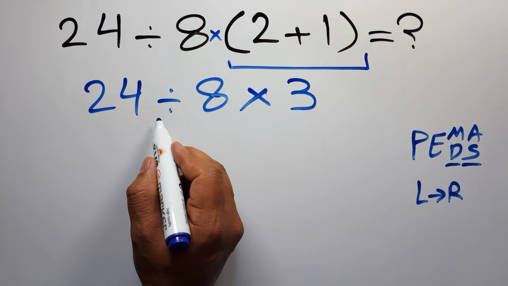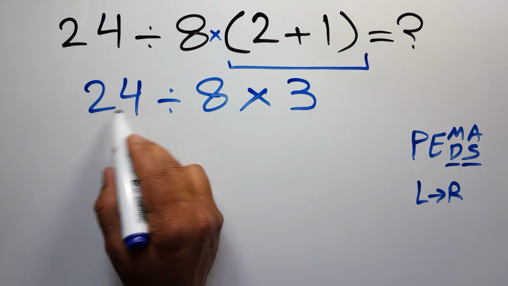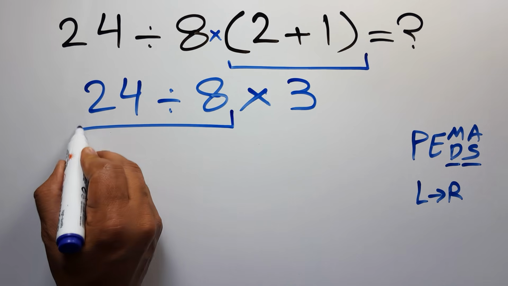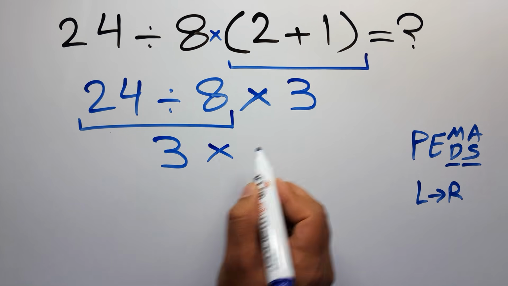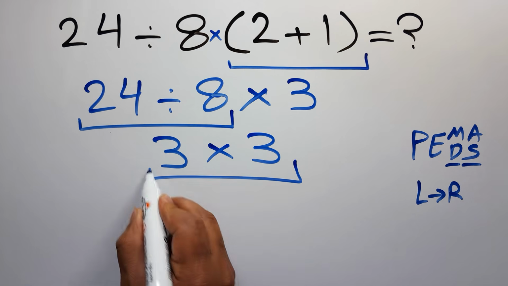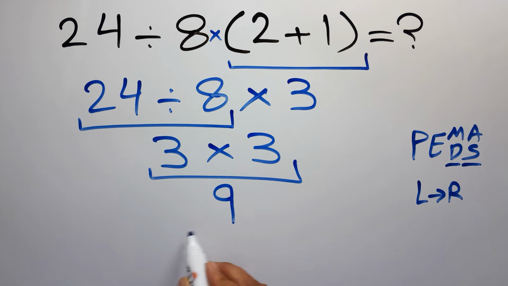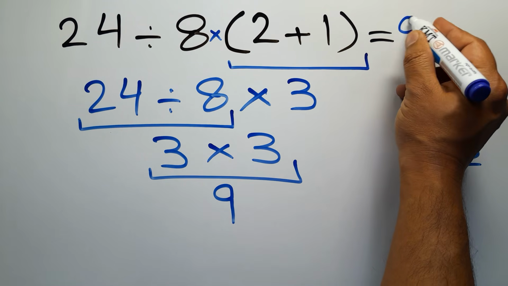So here, first we have to do this division. 24 divided by 8 equals 3. So we have 3 times 3, which equals 9. And this is our final answer to this problem. The correct answer is 9.